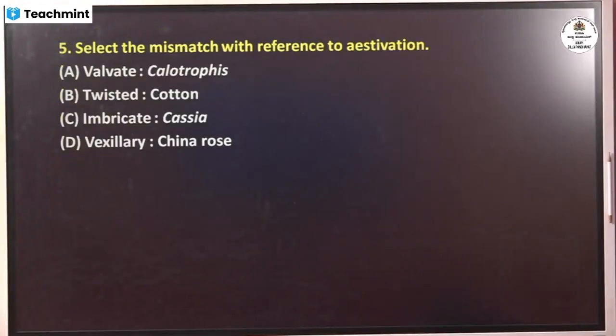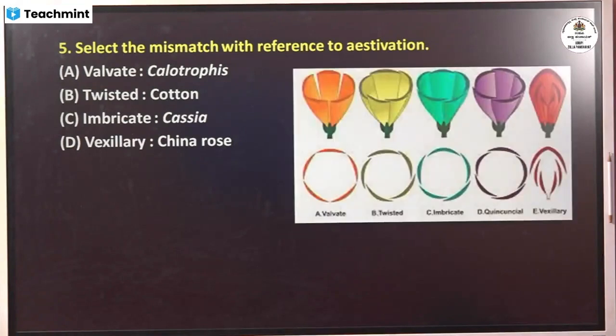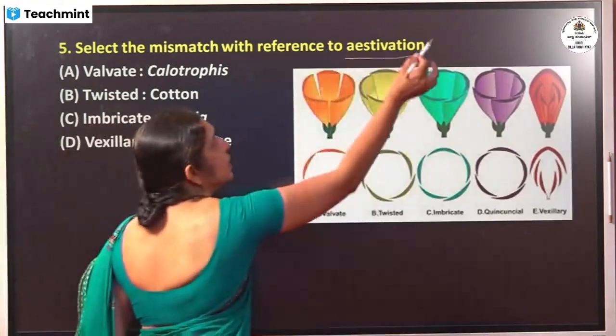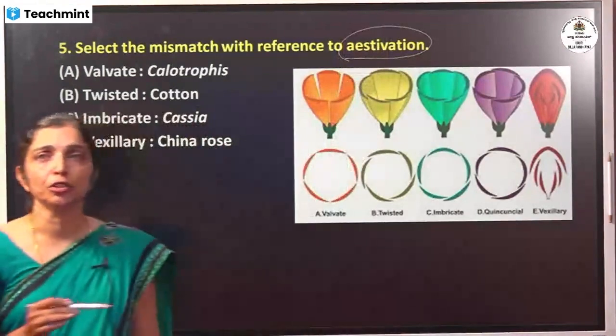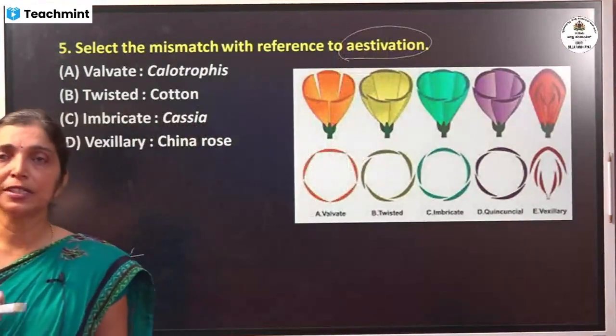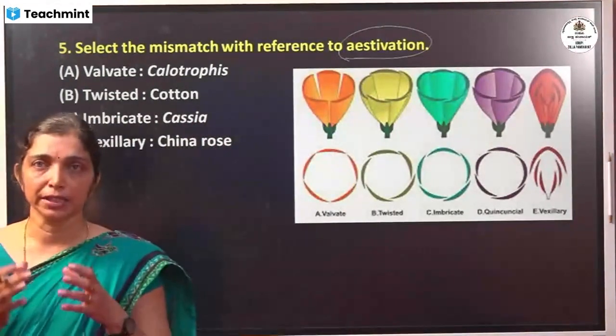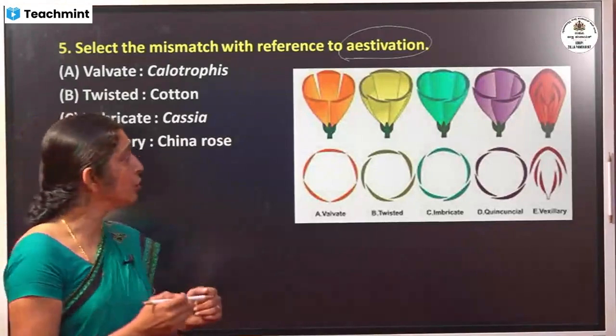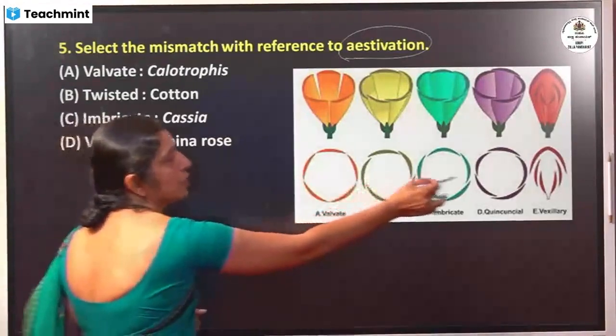Select the mismatch with reference to estivation. Valvate, Calotropis, twisted, cotton, imbricate, cassia, vexillary, China rose. Now, what do you mean by estivation? Estivation is the arrangement of the sepals and petals in the bud condition, isn't it? So we have the different types of estivation over here.